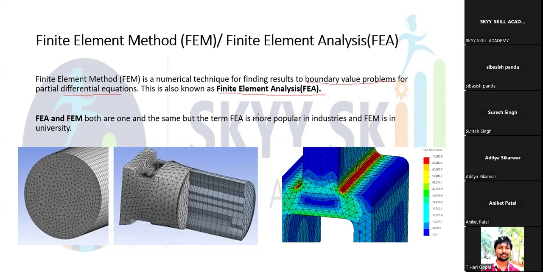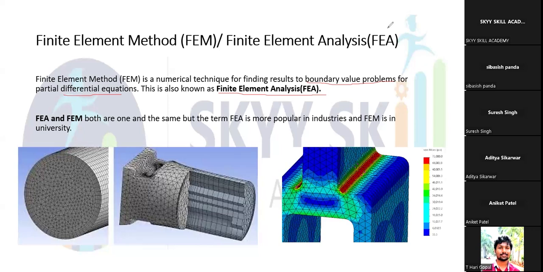In the experimental method, we're going to use sensors so that we'll get a result. But in the analytical method, we're going to get a result at one single point. In the numerical method, that is FE or FEM, we're going to get the result over the whole body, as you can see over here. I'm getting my result all over my body because of FEA, or you can say FEM.